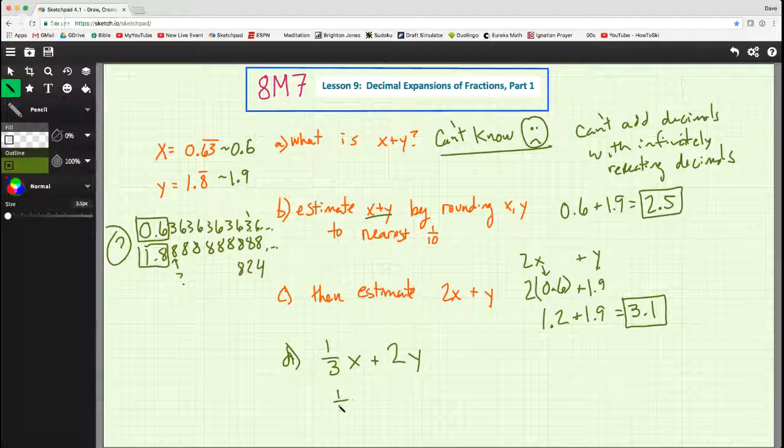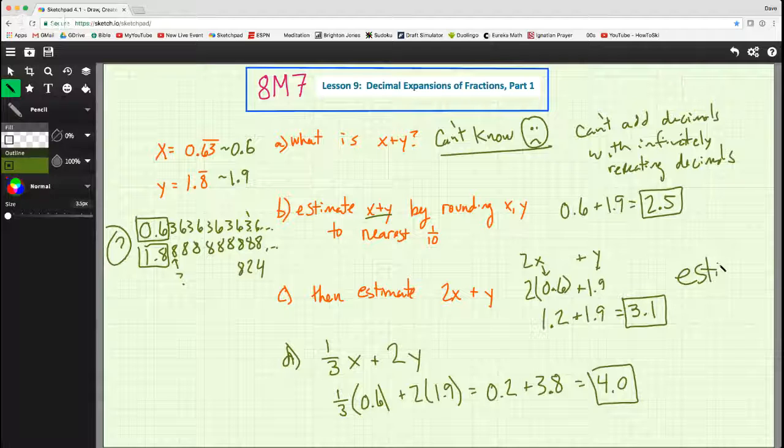So then we'd say, well, 1/3 times 0.6 plus 2 times 1.9 equals, well, 1/3 of 0.6 is 0.2. If you do the math on that, plus 3.8. So you know, there's 4. And these, again, are estimates. Okay. And you work a number of these in class today.